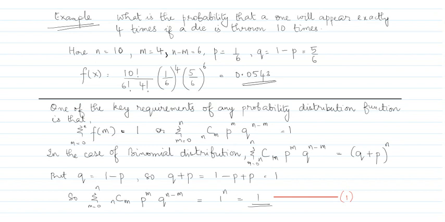So summation, this quantity is equal to q plus p raised to n will become 1 raised to n, which is nothing but 1. So let this be your first equation. Instead of q, you can as well write 1 minus p.